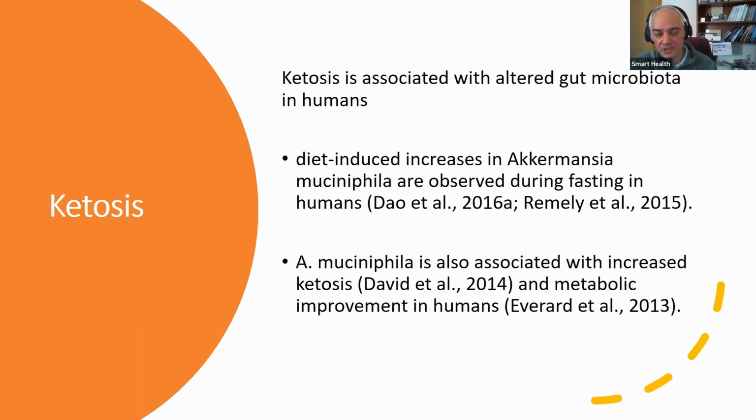The ketosis, which is the production of ketones, which means lipid breakdown, also results in altered gut microbiota in humans, and it has a positive impact on health. So if we have low levels of a specific health-promoting bacteria called Akkermansia, which I mentioned last month, one way to increase it is to induce fasting. You reduce the glucose intake and start the lipid metabolism. Akkermansia is also associated with ketosis, but also with metabolic improvement in humans. And we mentioned this last time.